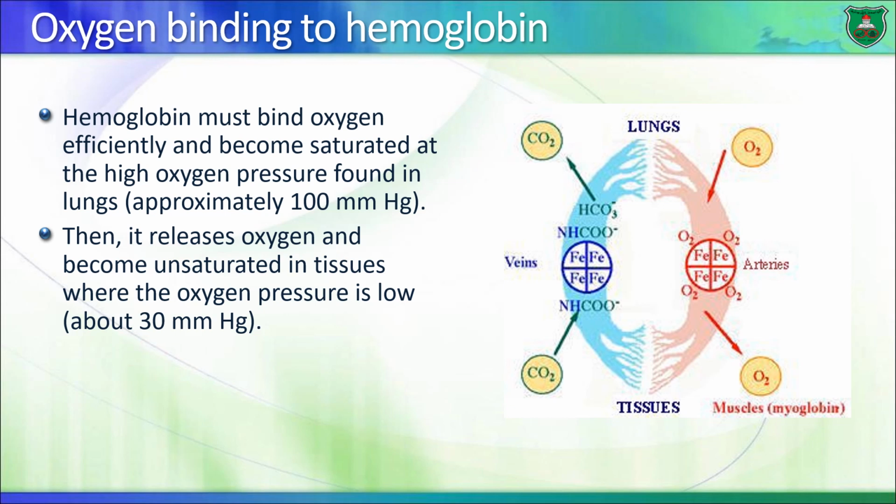Now the question is, should hemoglobin have very high affinity for oxygen or very low affinity for oxygen? Now the thing is, if it has high affinity for oxygen, then it would bind very efficiently in lungs. It would bind very efficiently to oxygen in lungs, but then when it goes to tissues, because it has high affinity, it cannot release this oxygen very efficiently.